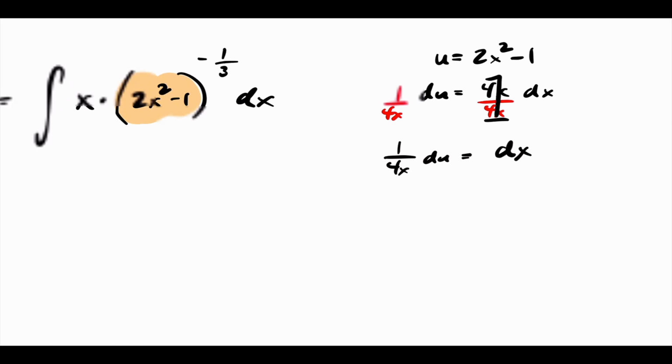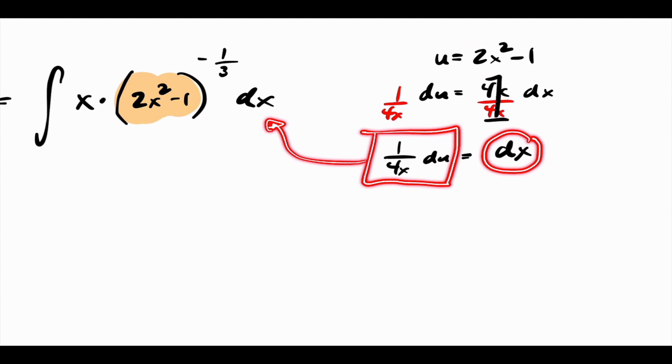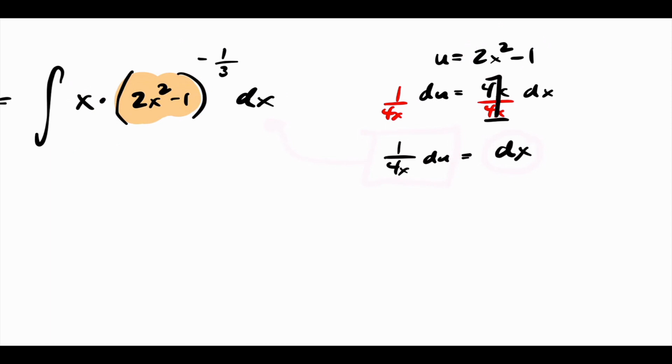Anywhere I see a 2x squared minus 1, I'm going to write u. And anywhere I see a dx, in its place I'm going to put 1 over 4x du. So it's just swapping. The x is going to stay. I can't move it to the front since it's a variable. If it was just a number like 1/4 or 2, then I could move it to the front. But it's a variable, so I have to leave it there.